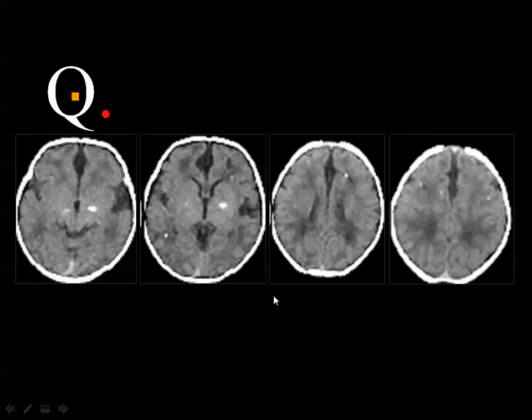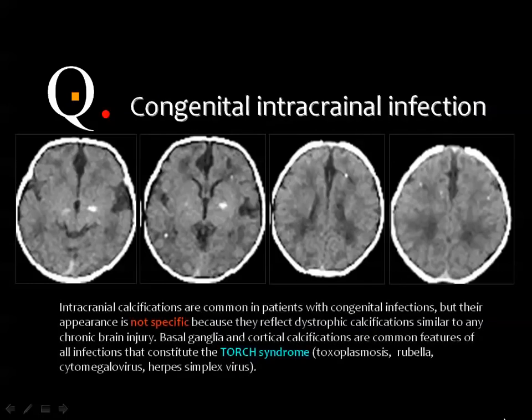Calcium around the ventricles is diagnostic of, yes, congenital intracranial infection, which includes the TORCH and others. TORCH stands for Toxoplasma, rubella, cytomegalovirus, and herpes simplex type 2.